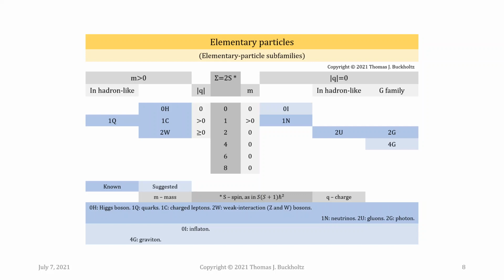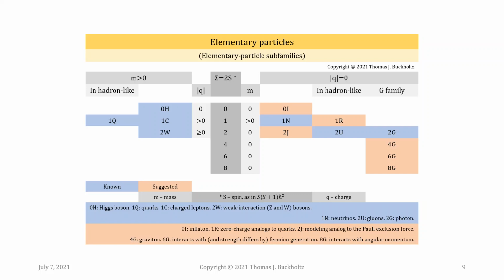In the spin 1 row, the 2W subfamily includes just the Z and W bosons. The 2U subfamily includes just the 8 gluons. The 2G subfamily includes just the photon. Some people suggest that nature includes gravitons. The chart shows a place for a so-called 4G subfamily.